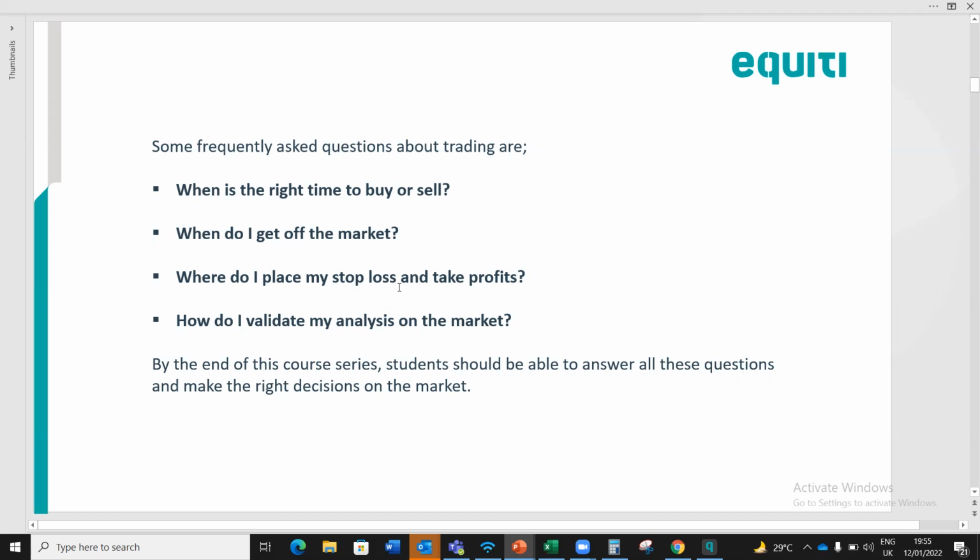Now, all of the things we're going to be learning are going to be geared towards answering these questions. So once you follow keenly the things we're going to be learning, you will notice at the end of the course that you probably have answered these questions in very many ways. The third question is, where do I place my stop loss and take profits? Then the last but not the least is, how do I validate my analysis on the market? How are you able to validate if this trend is still going up or if this trend is still going down? Or how do you know? We're going to see how we can also answer questions like that.